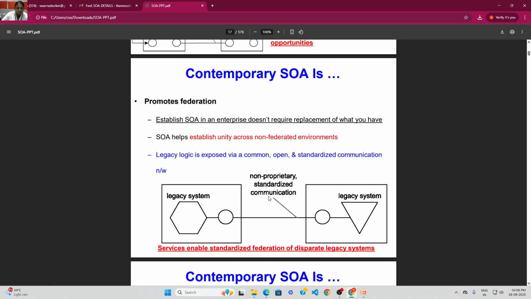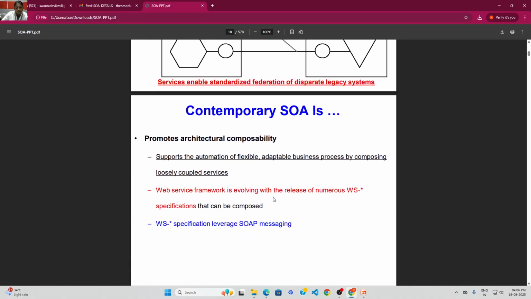A non-federated environment will be unhealthy. It will not be supported for the consumer and producer, or otherwise not supported for client and server functions, by using the contemporary SOA.